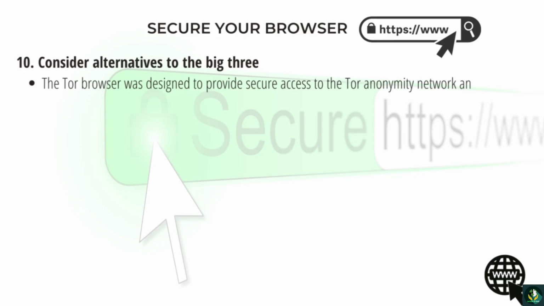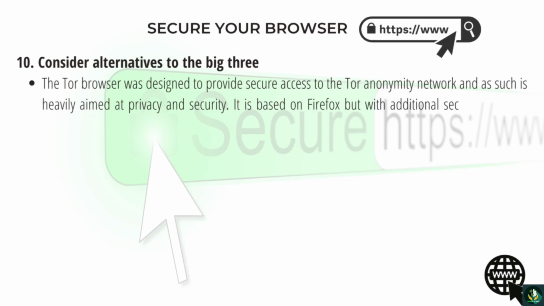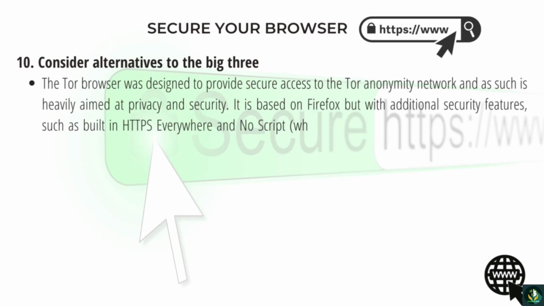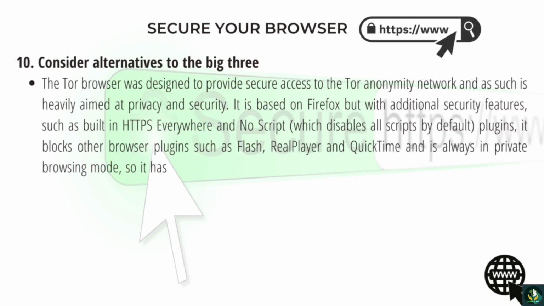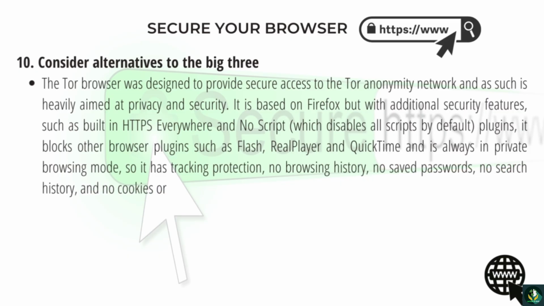The Tor browser was designed to provide secure access to the Tor anonymity network, and as such it is heavily aimed at privacy and security. It is based on Firefox, but with additional security features, such as built-in HTTPS Everywhere and NoScript, which disables all scripts by default. It also blocks other browser plugins such as Flash, Real Player, and QuickTime, and is always in private browsing mode, so it has tracking protection, no browsing history, no saved passwords, no search history, and no cookies or cached web content.